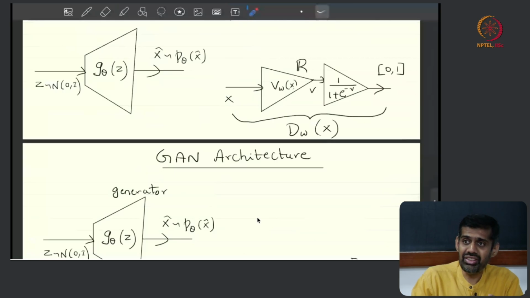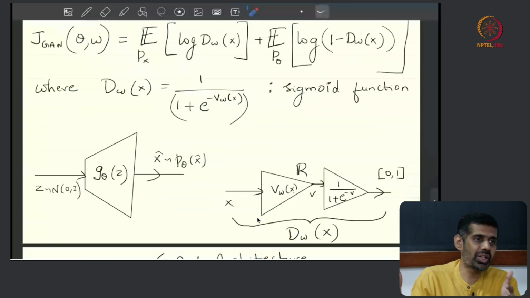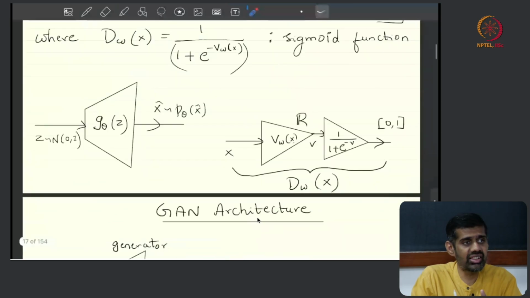Now, since you are getting a number between 0 and 1 at the output of this T network that gives you the bound on the f-divergence, this can be interpreted as a classifier, correct? So, it is a classifier. You can interpret that as a binary classifier because it's giving you a number between 0 and 1. Are we good so far? So before we continue, any questions here?